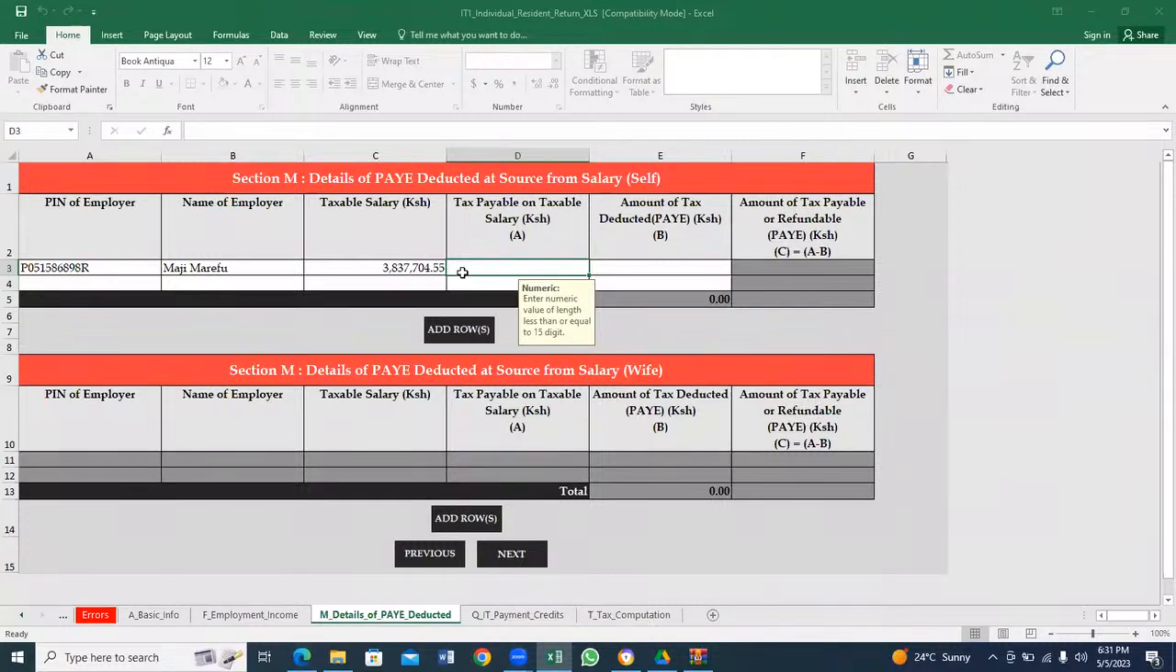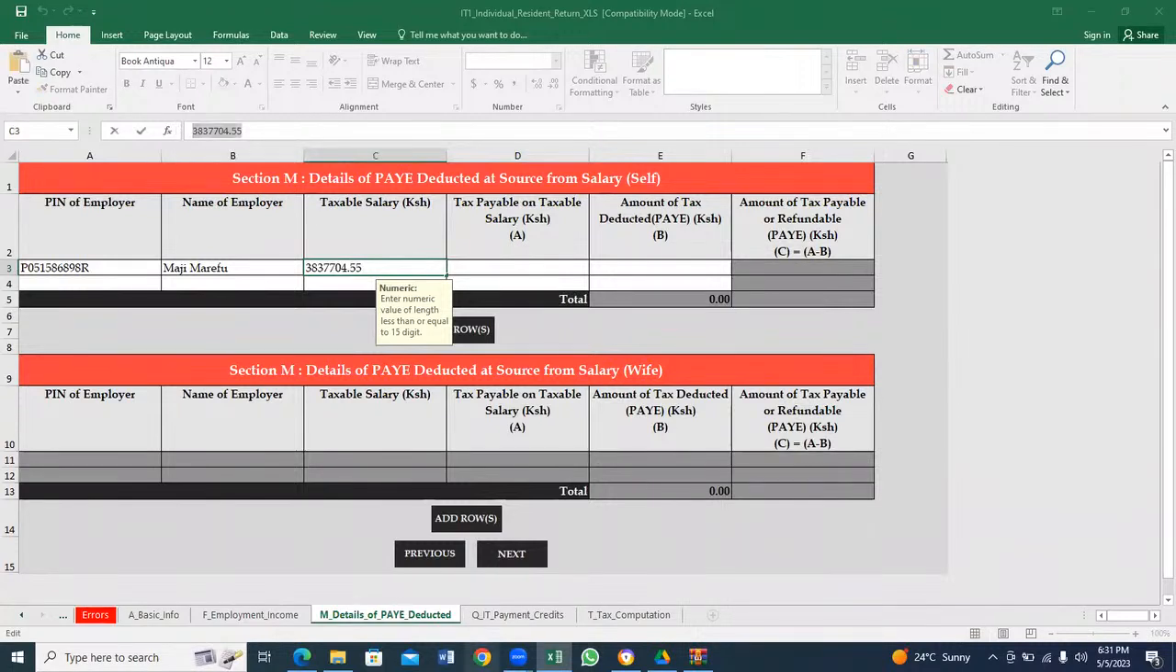I hope you are seeing that. This is the match you would have. Do you agree with this? Then, how much would be the tax payable? If you apply tax brackets on this 3.87, how much would be the gross tax payable?